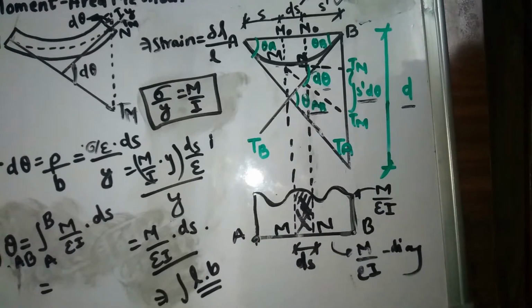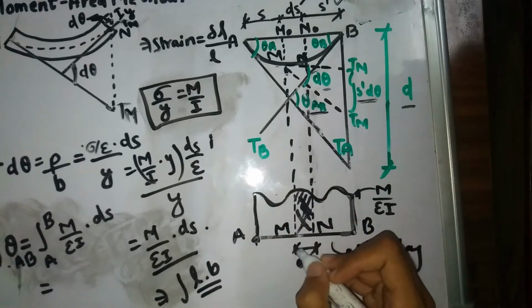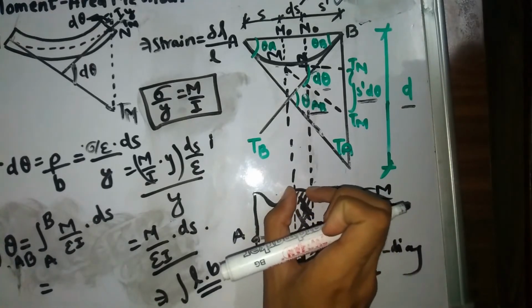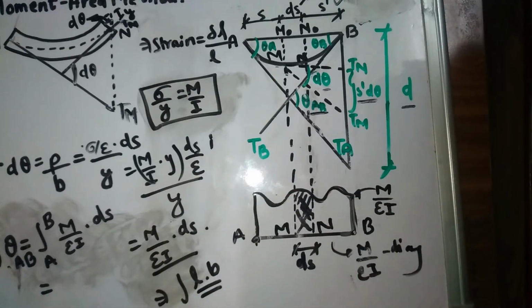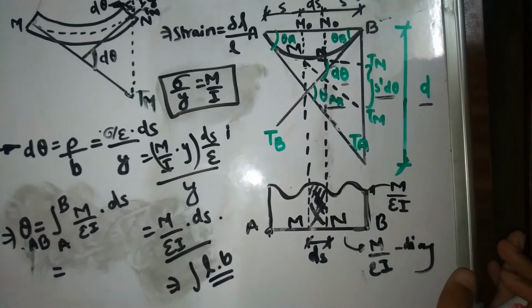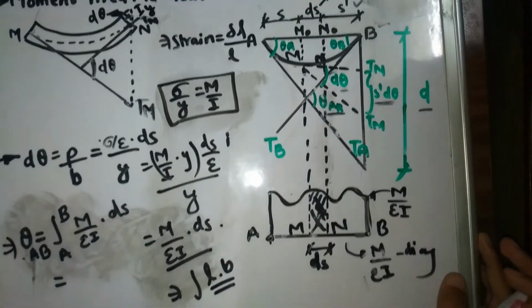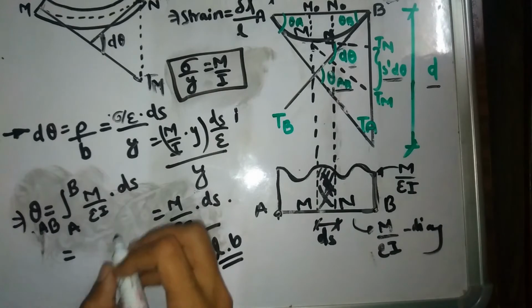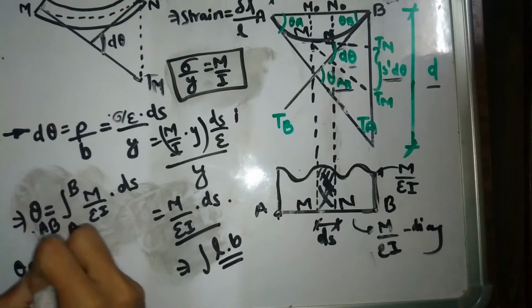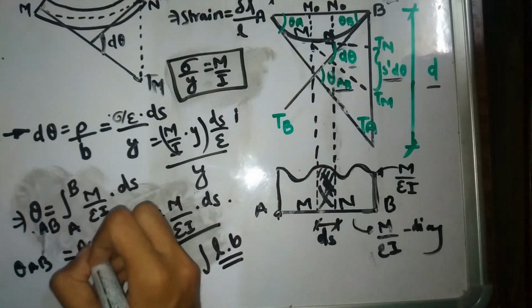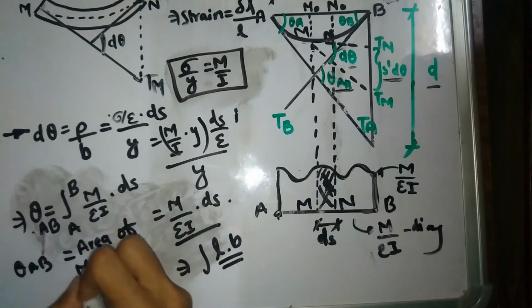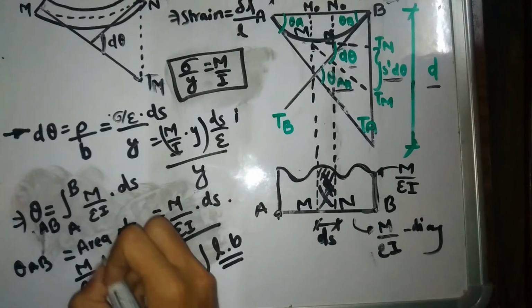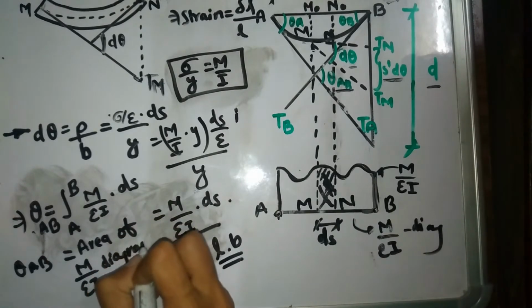What we are getting here is that M by EI is this diagram, and we are simply multiplying it by ds. So we're going to get the area of this section, since integration gives us area. So this is going to be theta AB. This is the area of the M by EI diagram.